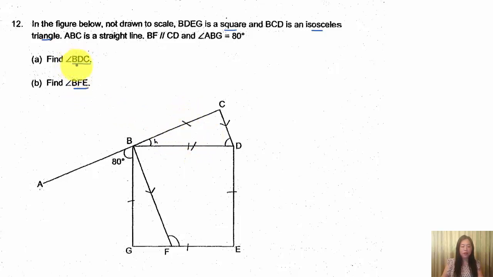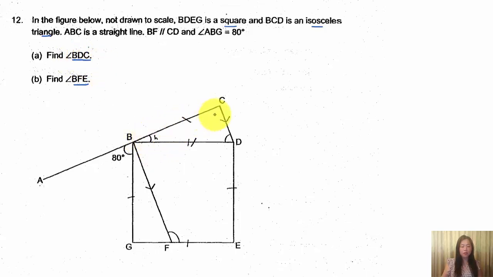In order to find angle BDC, first establish the relationship here. The question says that BCD is an isosceles triangle, so this and this are the same. If we can find this angle here, which is CBD, we will be able to find this angle here. And we are going to use angle on a straight line to help us solve the puzzle.